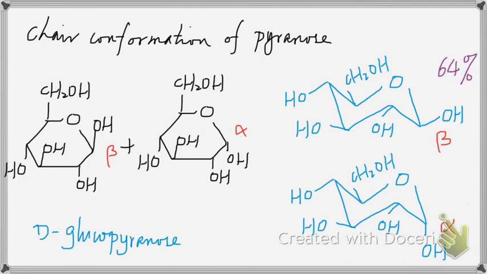All right. And in reality, we have 64% of beta and 36% of alpha. The open chain form is less than 0.01%. So at room temperature in solution, the majority of glucose will stay in the beta form, and the rest of the glucose molecule will stay in the alpha form. They do not have the open chain form. All right.